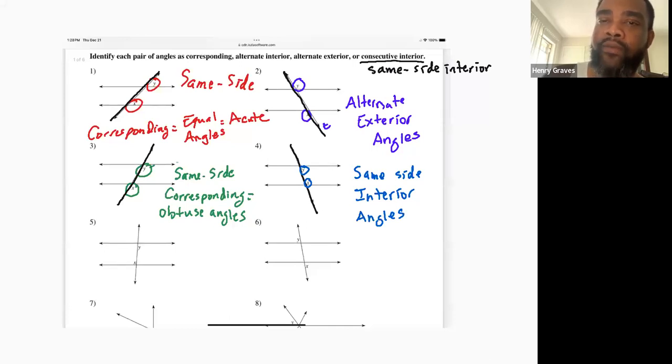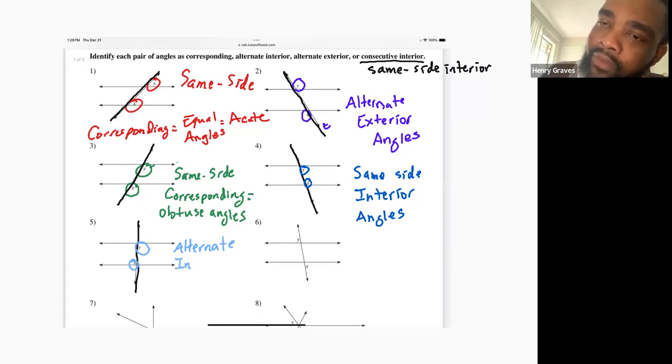Then I have letter number 5. Here's the black line, right? Notice on number 5 that you have x on one side and y on the other side. So they're on opposite sides. So we know they're alternating. But if you notice, both of them are inside the 2 parallel lines. So since they're inside, they're going to be interior angles, because interior is on the inside. And that's it for number 5.